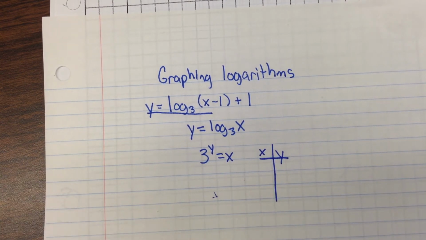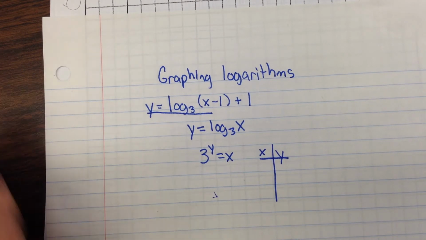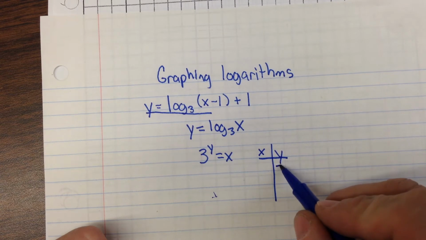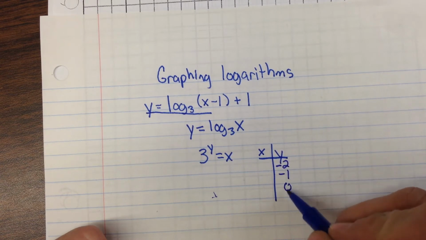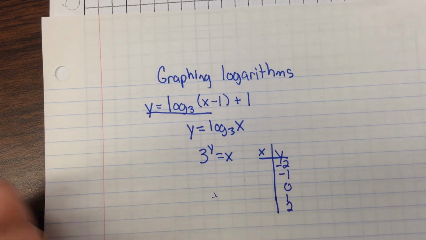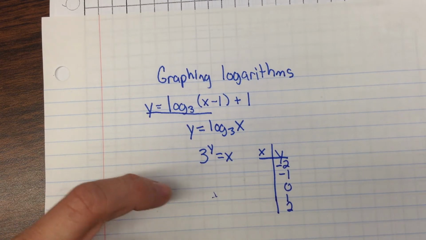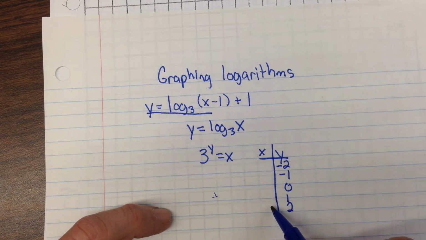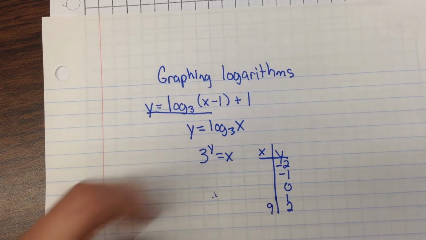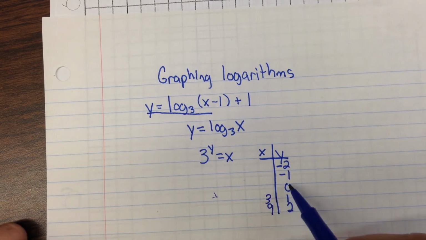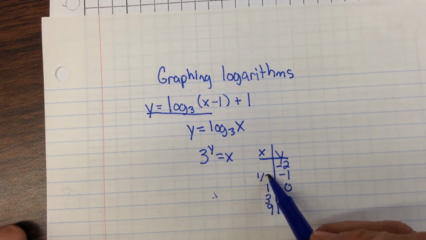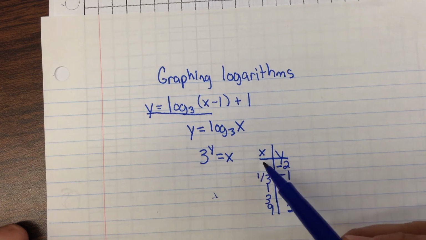Instead of filling in the x values like we usually do, it's much easier if you fill in the y values. So maybe you do a -2, -1, 0, 1, 2, very standard things that you plug in. And you plug those into the y, so you'll get 3 squared is 9. So the x value will be 9. 3 to the first is 3. 3 to the 0 power is 1. 3 to the negative first is 1 over 3. And 3 to the negative second is 1 over 9.